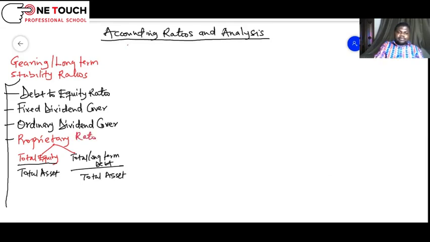Okay, let's pick that one by one. Let's look at debt to equity. Debt to equity ratio.